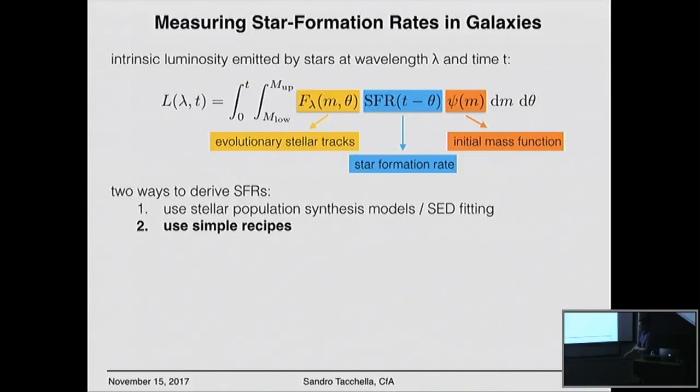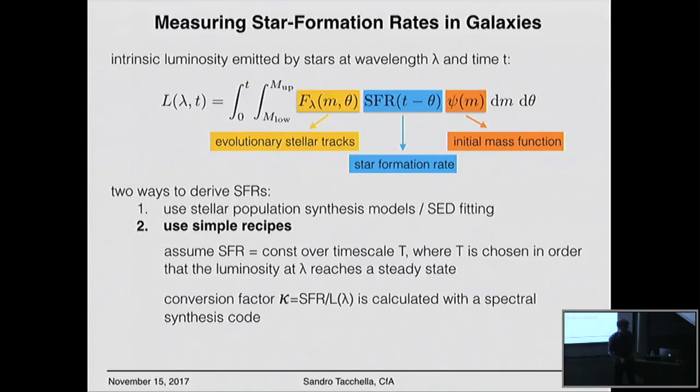Another way, and the most commonly used, is simple recipes where one just converts the luminosity measured in a certain band to the star formation rate. What one assumes is that the star formation rate is constant over a certain time scale, and this time scale is usually of the order of 10 to the 8 years.